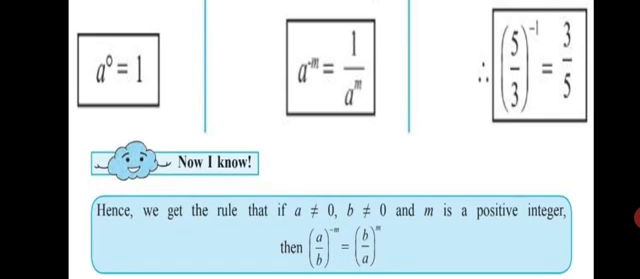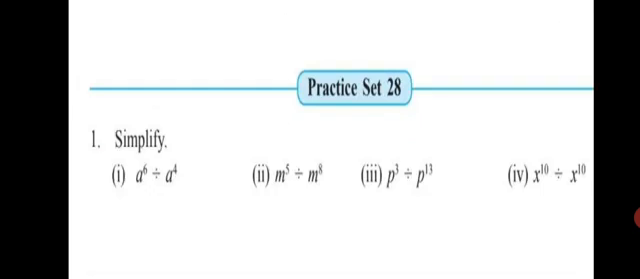Now I know. We get the rule that if a is not equal to 0 and b is also not equal to 0 and m is a positive integer, then a upon b raised to minus m is equal to, write it in inverse, b upon a, and the sign will become positive of the index. Minus m will become plus m. So you have to keep this in mind.